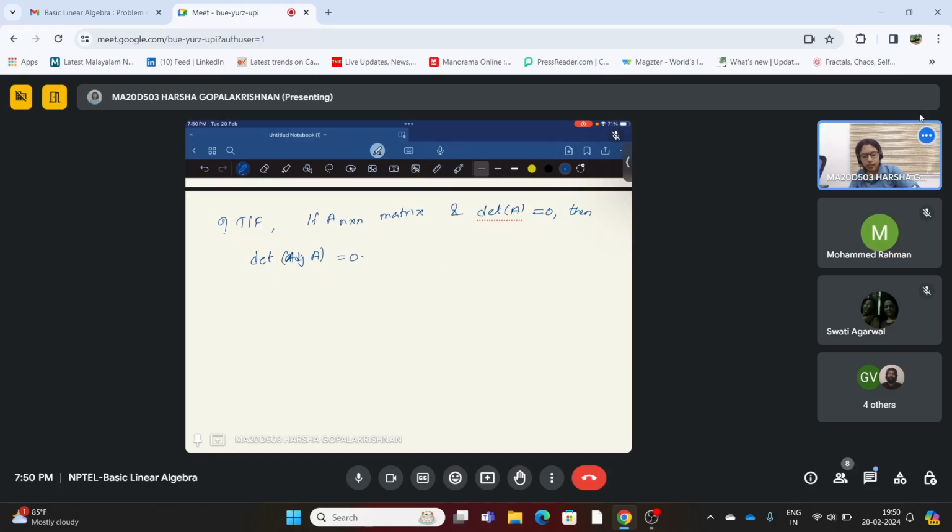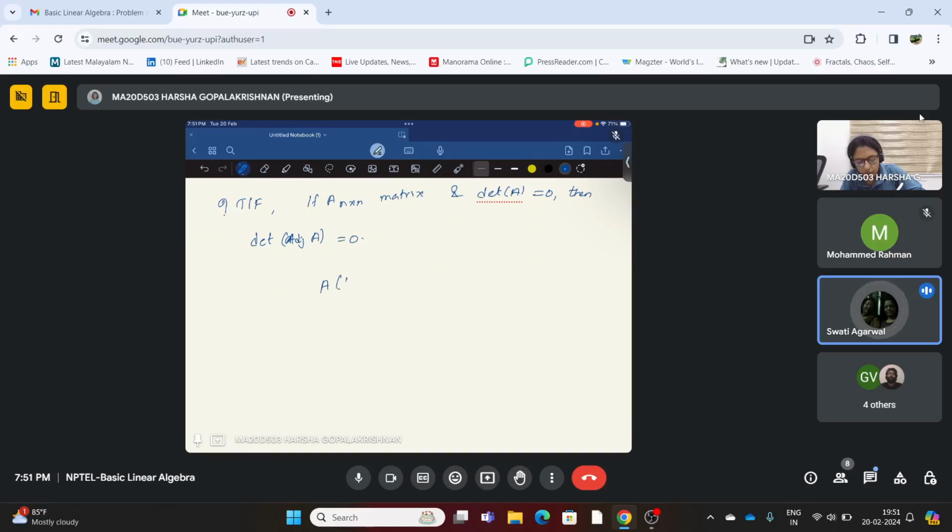This is true because of the identity A into adjoint of A is equal to determinant of A into I. Here determinant of A is 0, so 0 into the I matrix will be 0, and so A into adjoint of A is equal to the 0 matrix, correct?